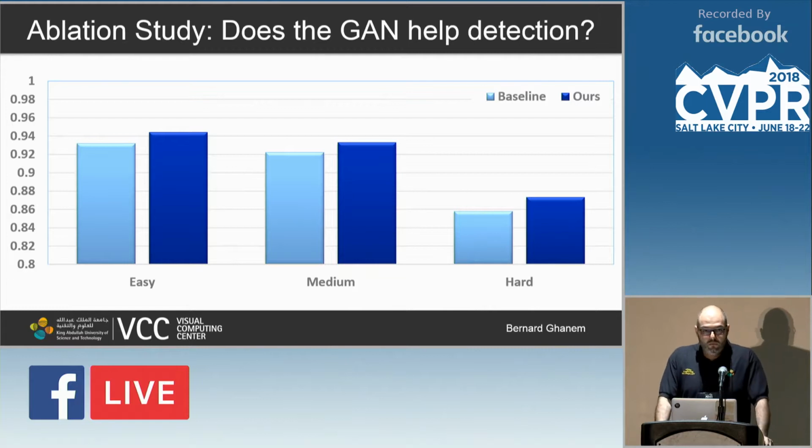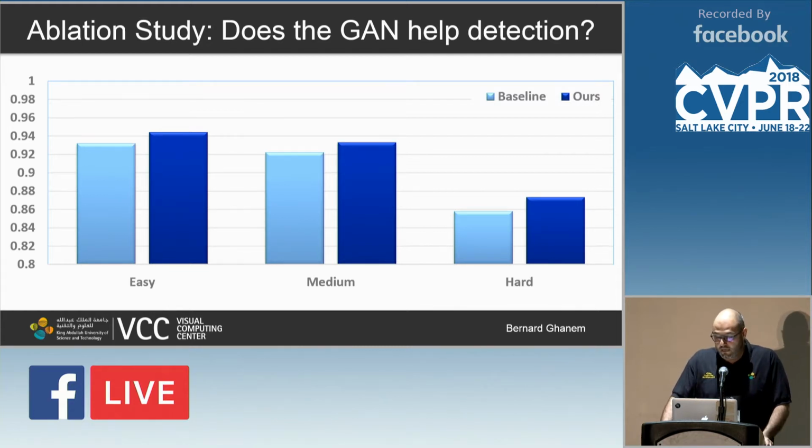So we're going to see a bunch of ablation studies to validate the choices that we made for our network and our loss function. So first and foremost, does this generator network help in detection? According to this graph, yes, it does. It improves the AP results by about a couple of points across all the subsets.